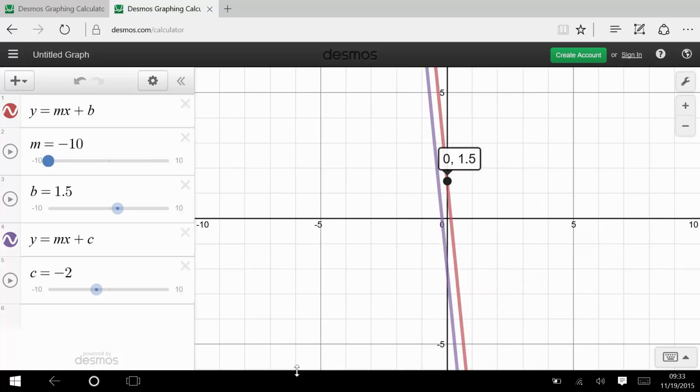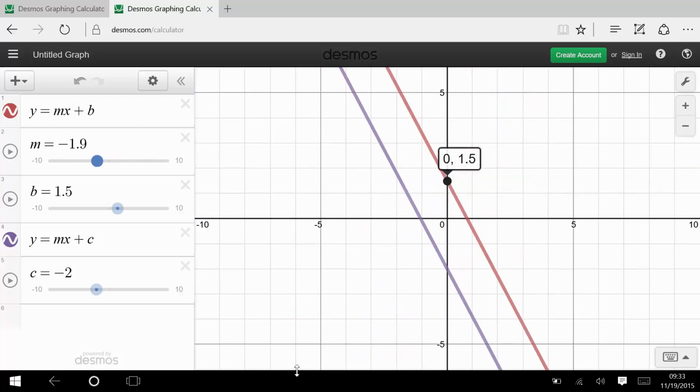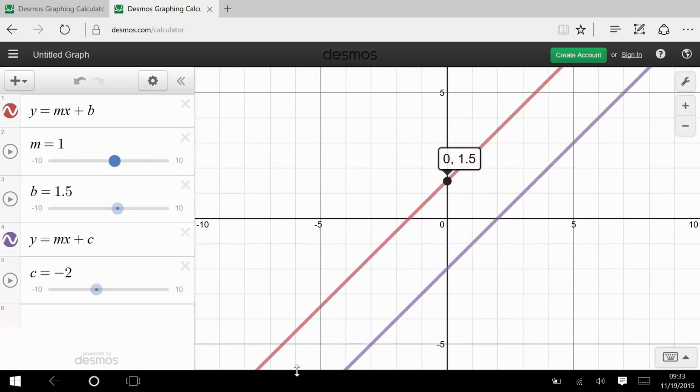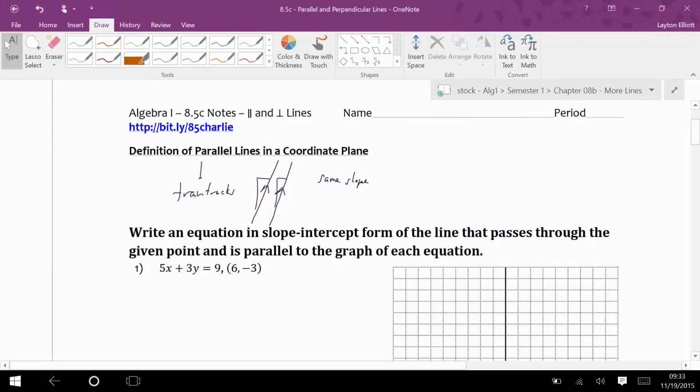Now, as m gets really negative or really positive, they can come really close to each other, but they're never going to be the same. They always have the same slope. So, moving back over here, parallel lines, I'm just going to write this: parallel lines have the same slope. They have different y-intercepts.